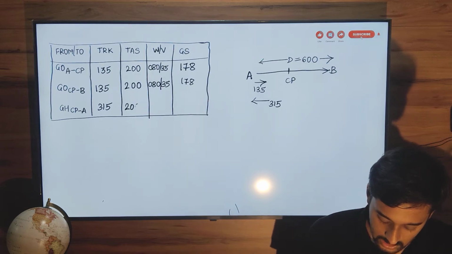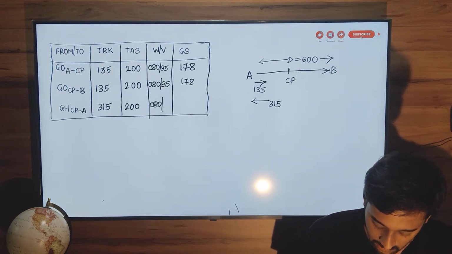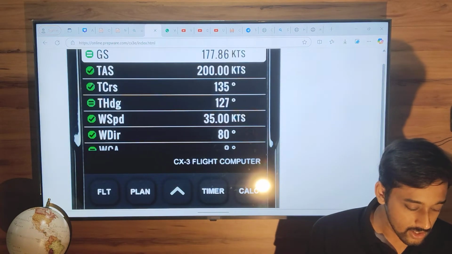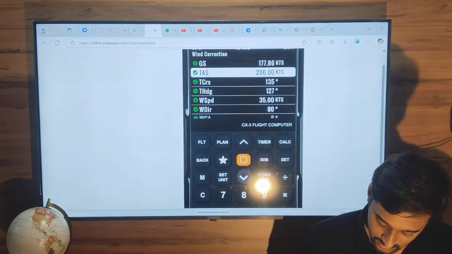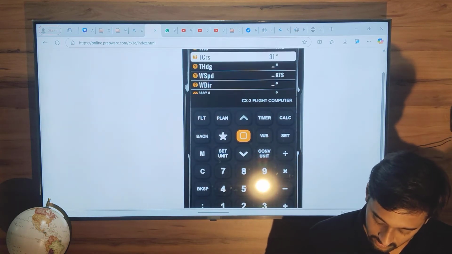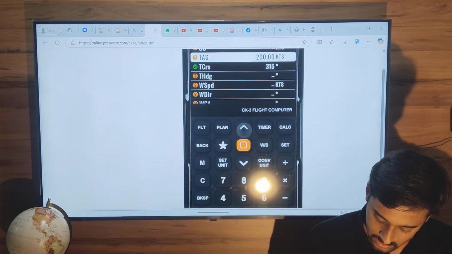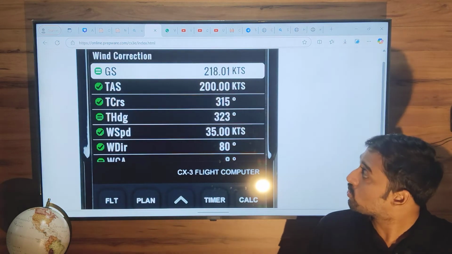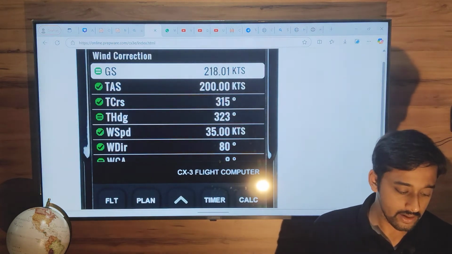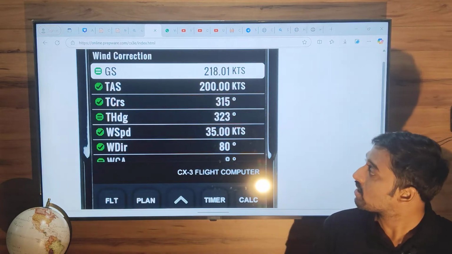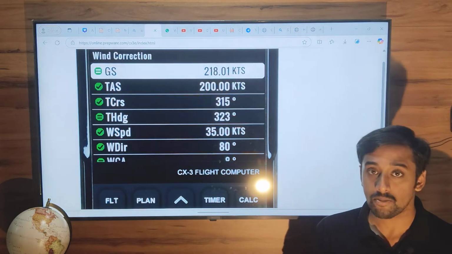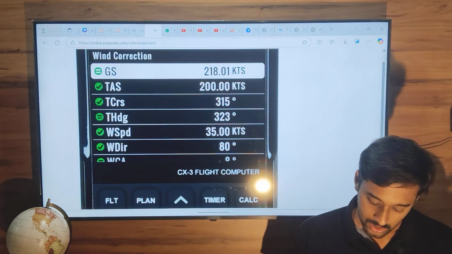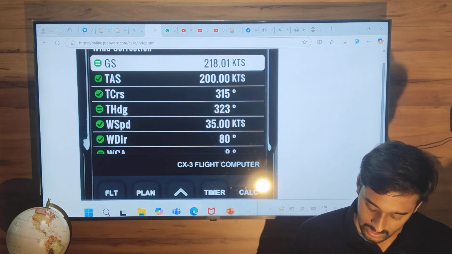TAS 200, wind velocity 080 at 35. So your ground speed is how much? Let's use the calculator. TAS 200, true course 315, speed 35 and direction 080. So your ground speed is 218 knots. At 315 because it's a reciprocal track. So ground speed is 218 knots.